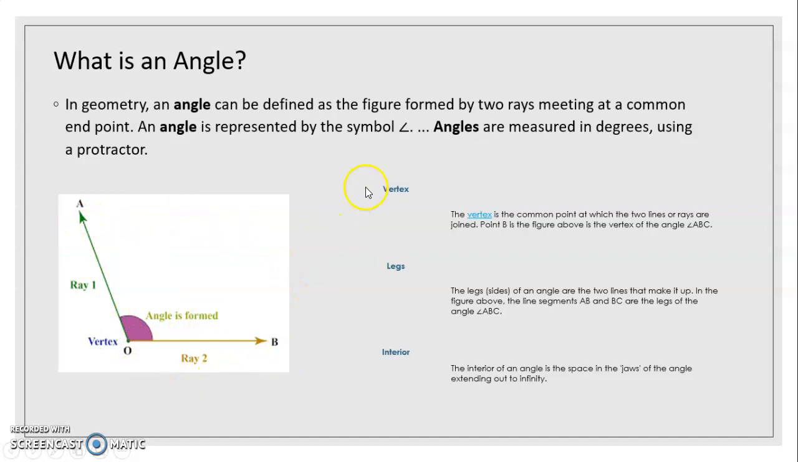Here is the picture. Vertex. The vertex is the common point at which the two lines or rays are joined. Point B in the figure above is the vertex of the angle ABC. Leg. The legs, or sides, of an angle are the two lines that make it up. In the figure above, the line segments AB and BC are the legs of the angle ABC. You can see this picture.